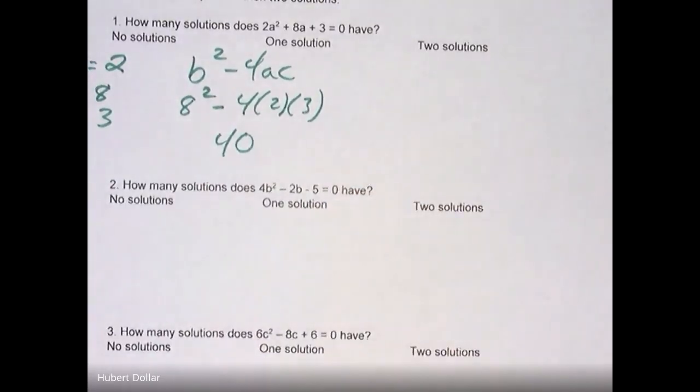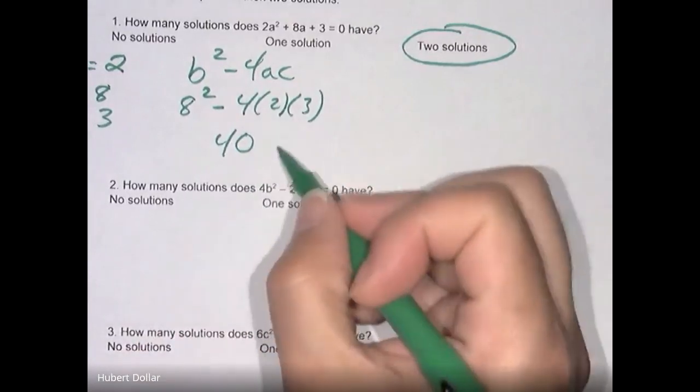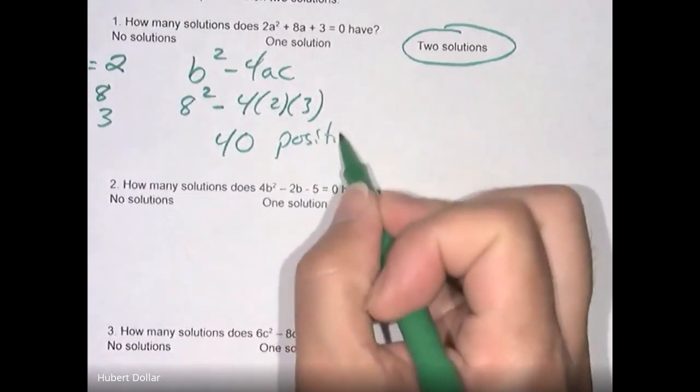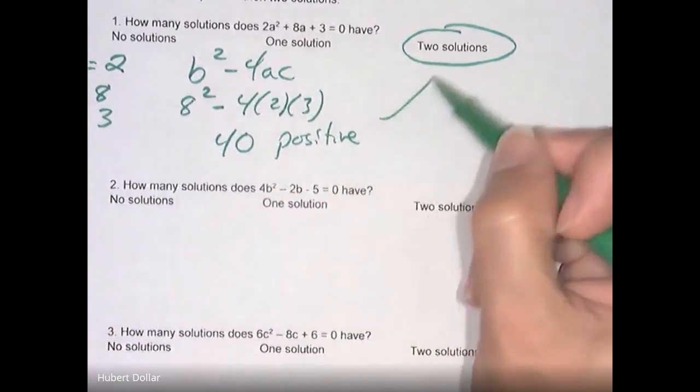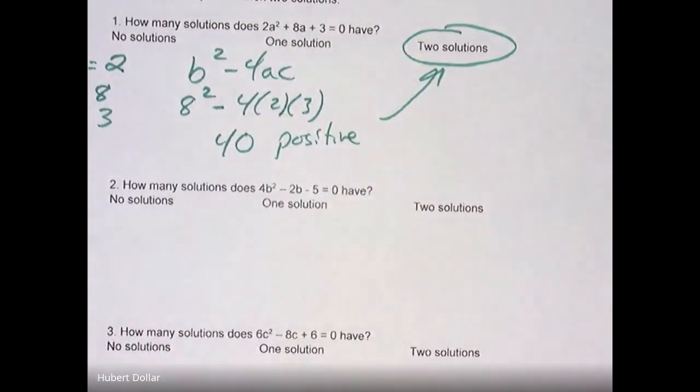Well, 40 is a positive number, therefore you have two solutions. Because it's positive, you're taking the square root of a positive number, and when you add it and subtract it in the formula, that will give you two real solutions.